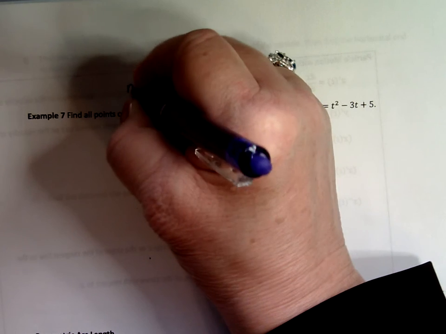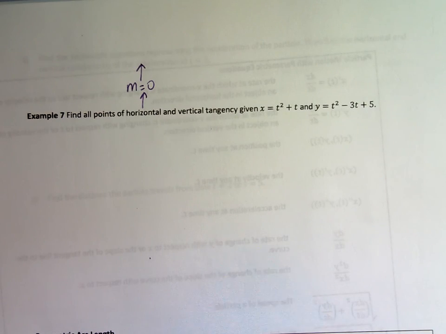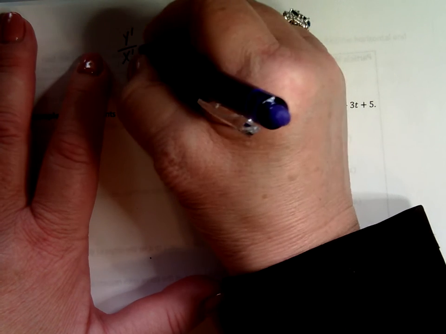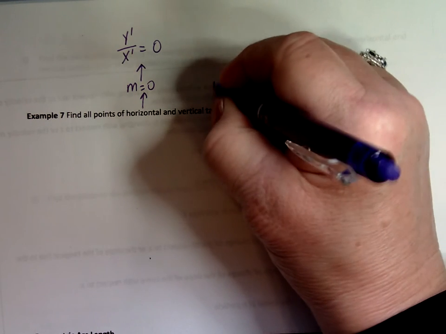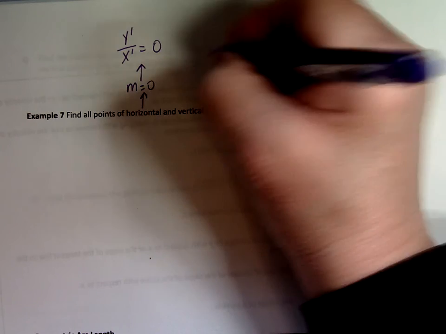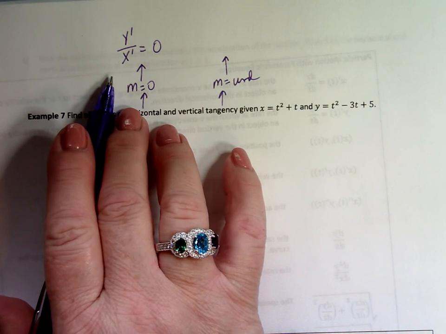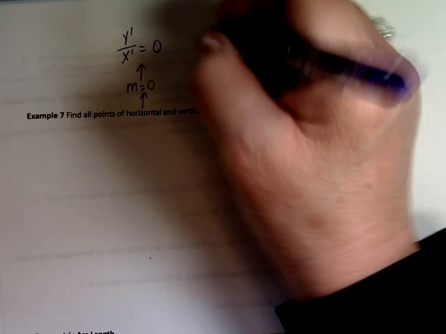Now in our world today, with what we're looking at, that means that I need to know when y prime over x prime, when my derivative, is equal to 0. Now if I have a vertical tangent, that's when my slope is undefined. Now think of your fraction here. When is that fraction undefined? When the denominator equals 0. So when x prime equals 0. So that's what you're looking for.